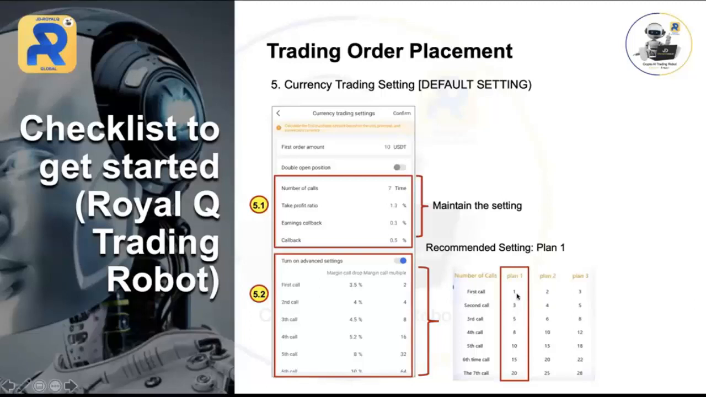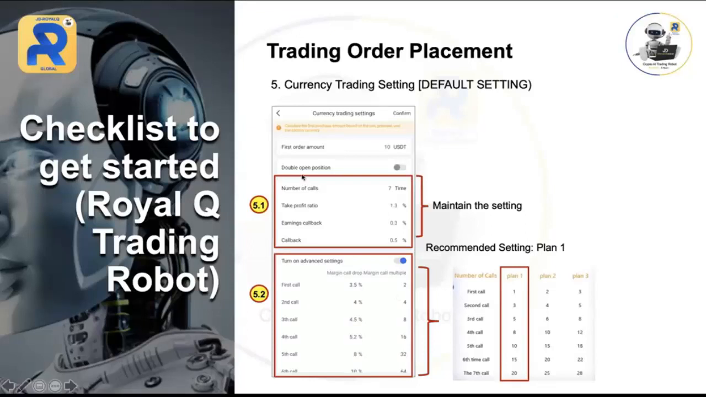All right, because if you look right under the first call here, first call under plan 1 is 1. 1 means when the market goes against you by 3.5%, it will open up 1 time times 1. So 1 times 10, that will be $10. Can you see that? $10. So 3 times 10, that will be $30. 5 times 10, that will be $50. Can you imagine that? So as the market goes more and more against the trading, it will open up automatically, and this is what we call replenishment strategy. All right, this is actually a martingale strategy that is already built into the robot, so you don't need to worry about it. It will be taken care of by itself.